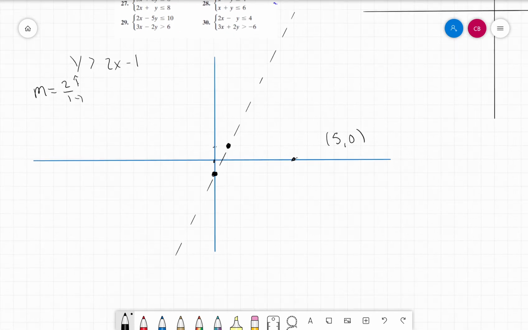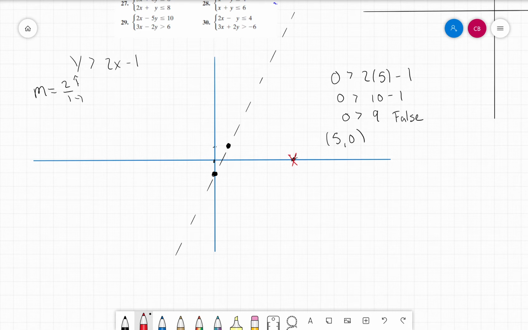Okay. So if we plug 5, 0 into that equation, we have 0 is greater than 2 times 5 minus 1, which says 0 is greater than 10 minus 1, which is 0 is greater than 9, which is false. That means the point 5, 0 is bad. It does not work. It is not a solution to this.